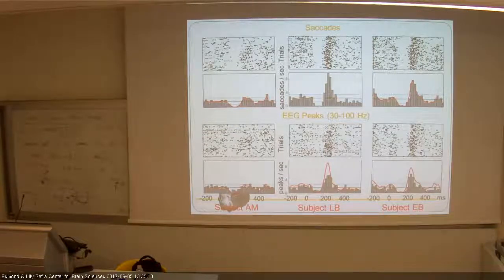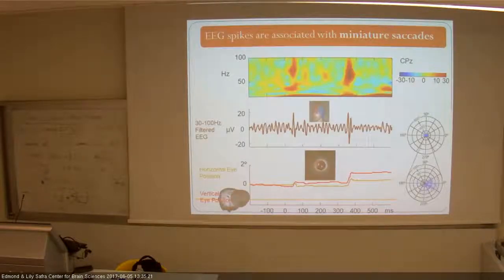They are not neural activity. Why? Because this is the EEG. This is the eye position. So the eyes are here, and then they move to this point, and then they move to this point.